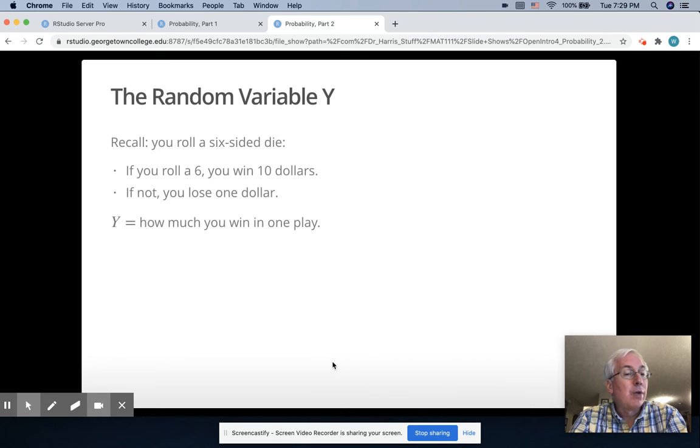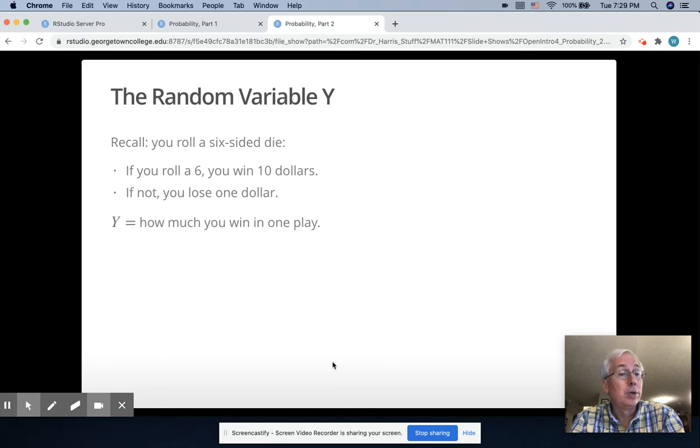How often will you win $10? Well, whenever you roll a 6. 6 is one of the 6 possibilities on a 6-sided die. If it's fair, then the probability of rolling a 6 is 1/6. So in our table, we'll list y equals 10, and the probability that y is equal to 10 will be 1/6. What's the probability of losing a dollar?